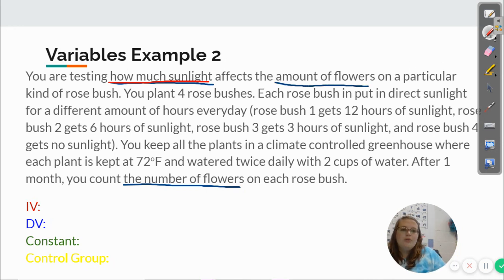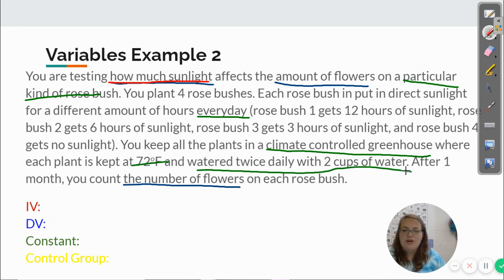All right, what are we keeping the same through our constants? Let's see, we have a particular type. So we're going to say they're all the same kind of rose bush. They're all put in direct sunlight, but that was how much sunlight? And that's every day we're doing this, okay? It's in a climate-controlled greenhouse. They're kept at 70 degrees Fahrenheit, watered twice daily with 2 cups of water.